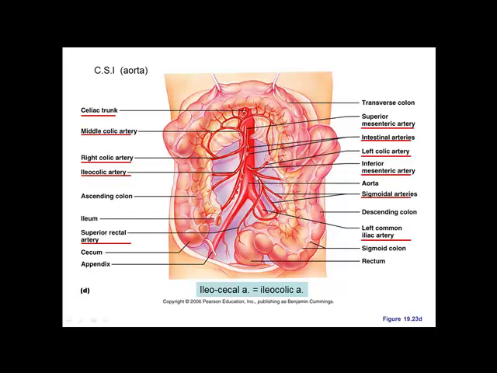Alright, and coming a little bit lower off of it, we will have our sigmoidal arteries. So these sigmoidal arteries are going to be helping out with the sigmoid colon, which is right here. And our last branch will be the superior rectal artery. So we'll be covering the superior region of the rectum.